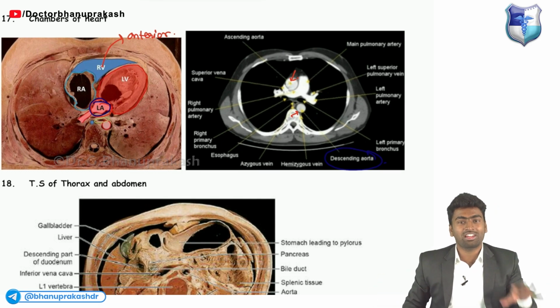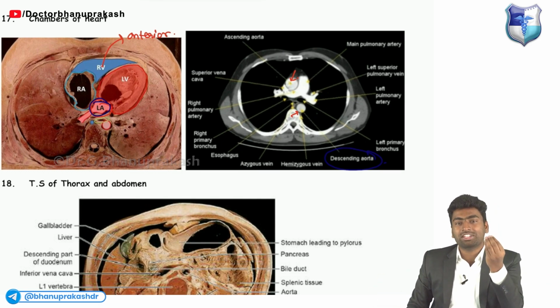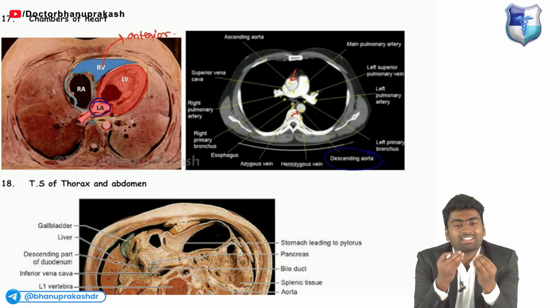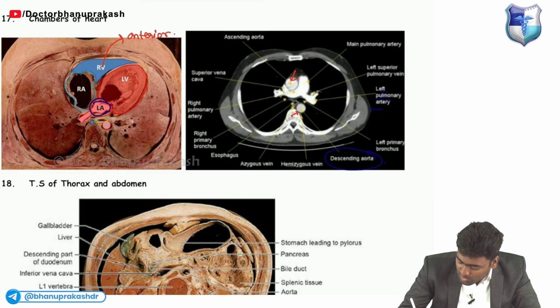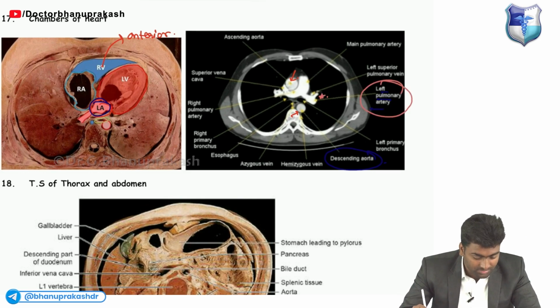Now there is a random question: at which level from the incisors does the aortic arch occur, okay. Then see, these are the two pulmonary arteries, okay.